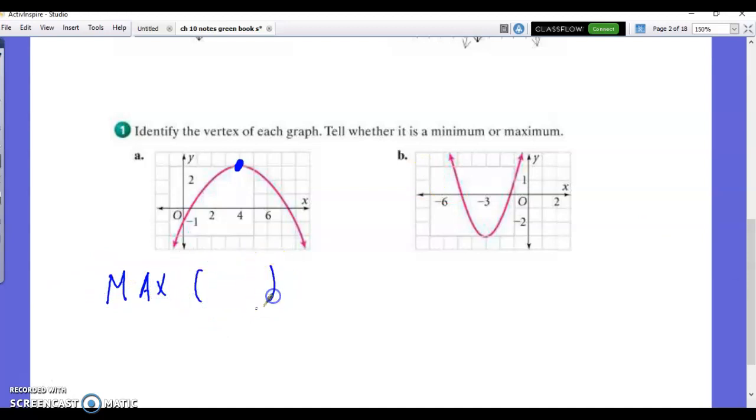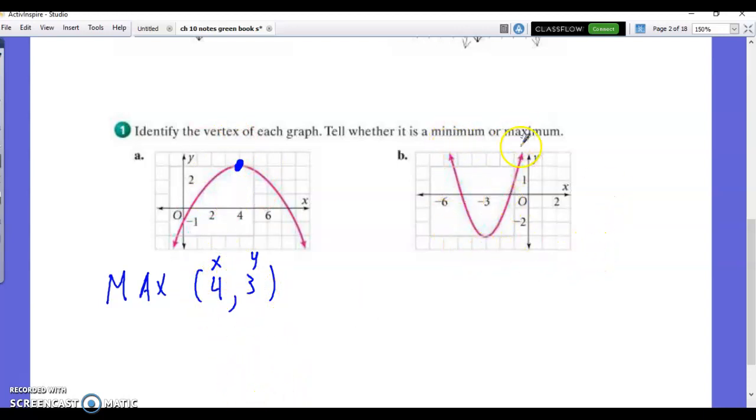And the ordered pair where the vertex is. Now we're going to write this as an ordered pair in parentheses. Remember, ordered pair is x first, y second. So if I look at my x-axis, 4 is lined up with this. So 4 is my x. And I look where my y is. This would be -2, so that would be +3. So my vertex for this graph is (4, 3).